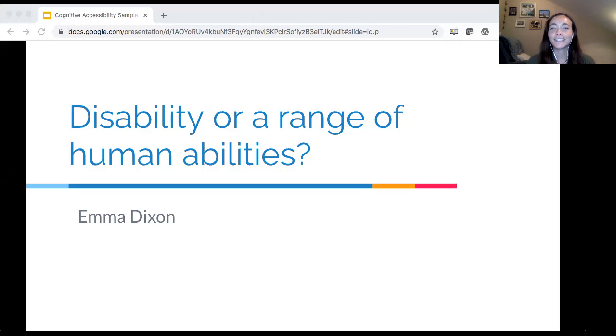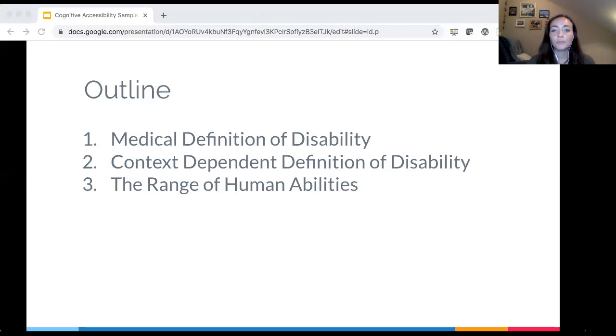Hello, everyone. So today we'll be talking about different definitions of disability, and we'll take some time to consider whether the term disability is appropriate when we're considering the full range of human ability. So we'll first discuss the medical definition of disability, which was the original definition. Then we'll discuss the context-dependent definition, which is more widely used today. And then finally, we'll consider a different definition that considers the range of human abilities rather than just disability.